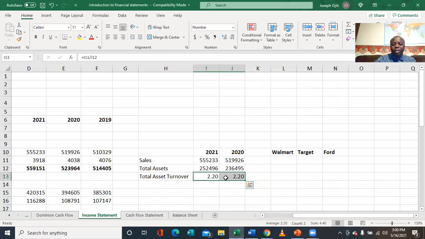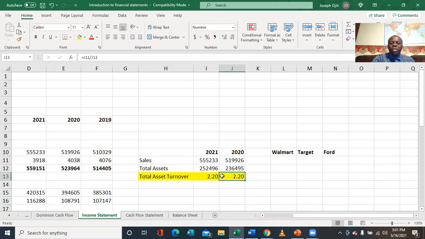2.20. It is surprising that they have the same number for those 2 years. Remember that this year we're not even halfway through yet, so it might change eventually. We're just in the 5th month of 2021. So this is the asset turnover ratio for Walmart.